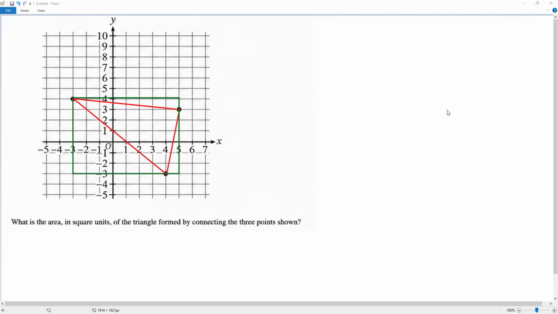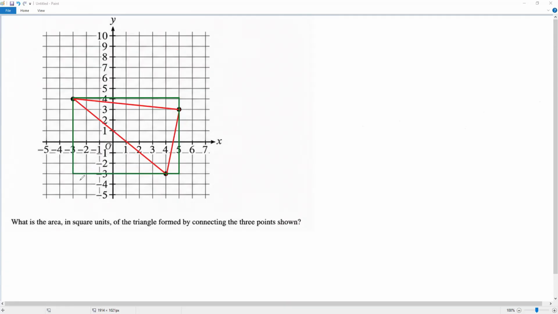Now my idea is, first I have to get the area of the rectangle. Once I get the area of the rectangle drawn in green color, I am going to subtract the area of this triangle, this triangle, and this triangle. That is, I am going to subtract the areas of the 3 triangles from the area of the rectangle to get the required area, that is the area of the triangle drawn in red color.